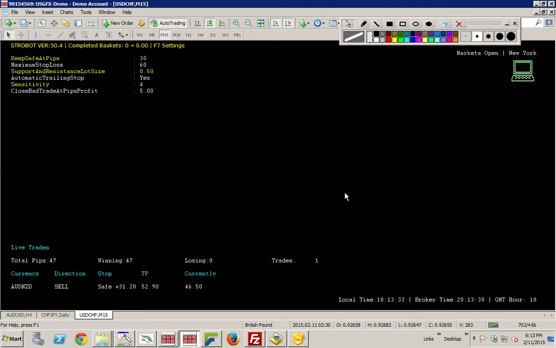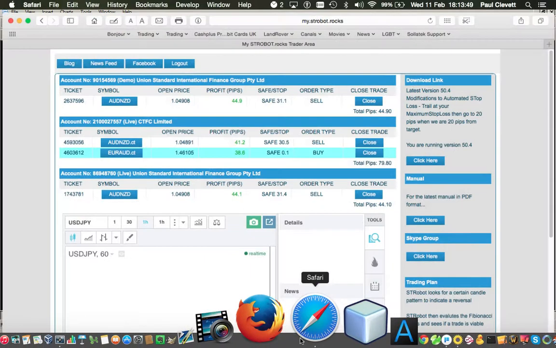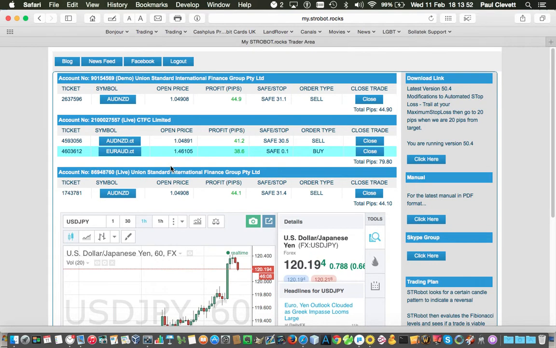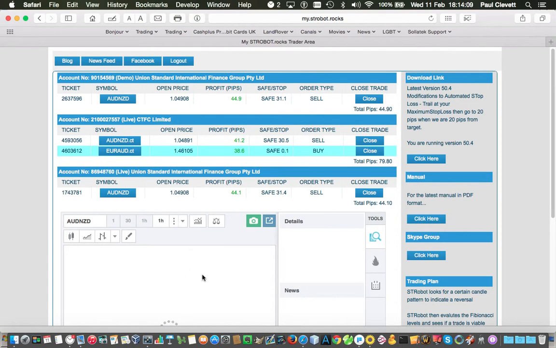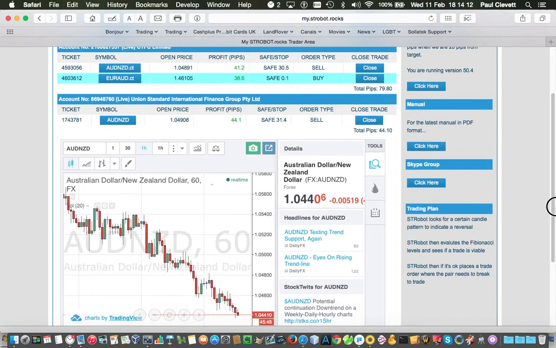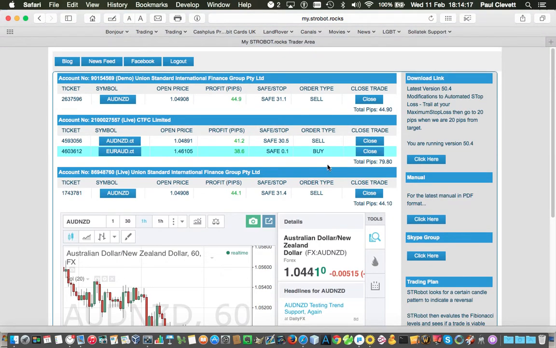Now, some of my traders said, well, that's cool, but I can't get to my VPS and I can't get to my trading platform when I'm at work. So what I've got is a bunch of external servers, and this is my STRobot.rocks trading area. So basically, this is my open trades right now. I've got a demo. I've got 80 pips on this live account, and I've got 44 pips on this live account. I can click on here. We use TradingView, it's brilliant. I love TradingView, and you can actually see the chart of the currency pair while you're at work, because your software will talk to my server.